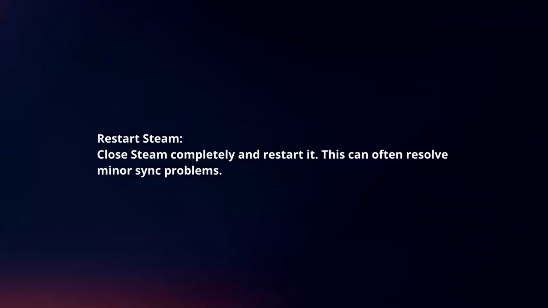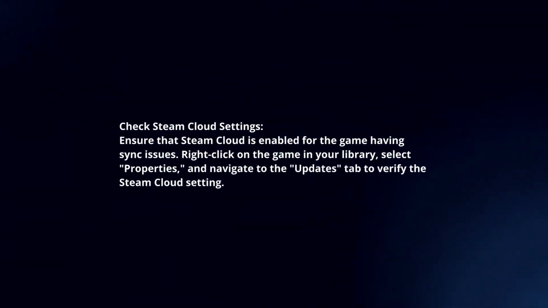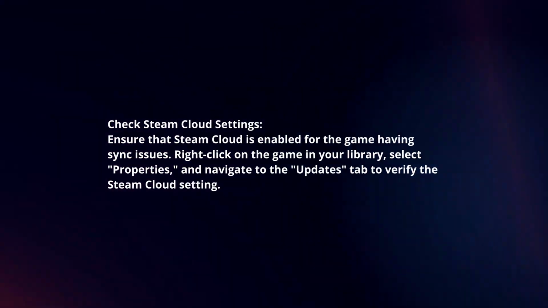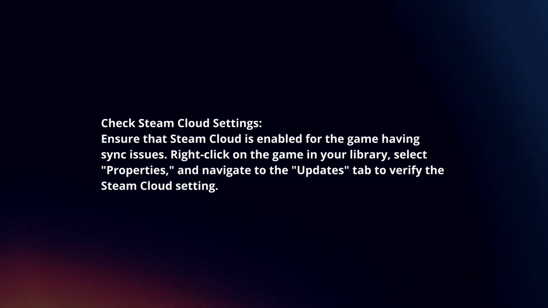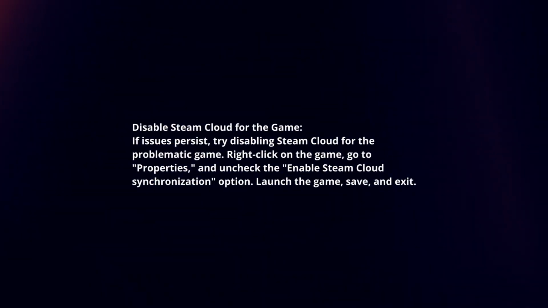Restart Steam. Close Steam completely and restart it. This can often resolve minor sync problems. Check Steam Cloud settings. Ensure that Steam Cloud is enabled for the game having sync issues. Right-click on the game in your library, select Properties and navigate to the Updates tab to verify the Steam Cloud setting.